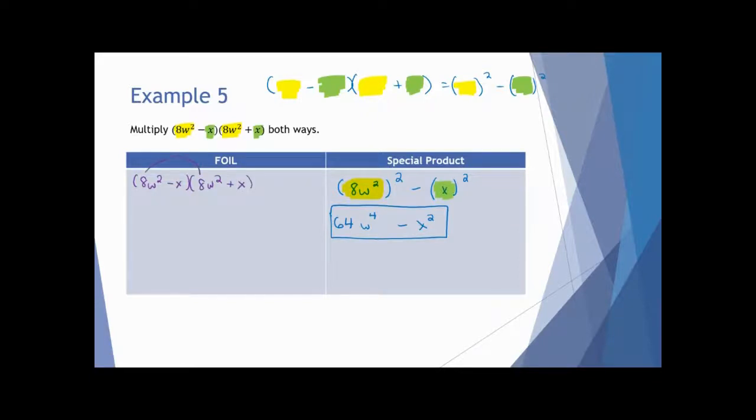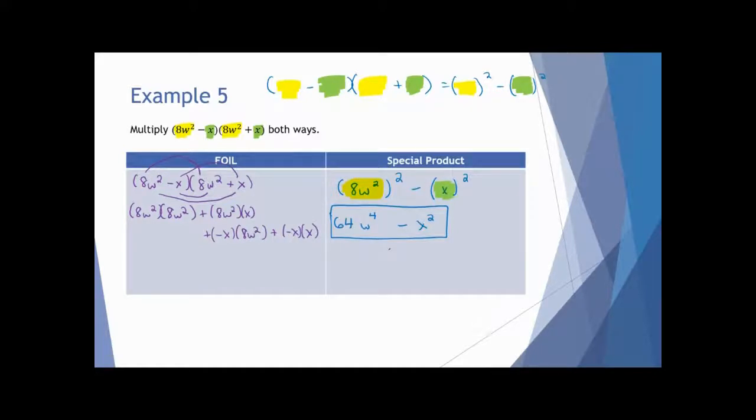So I have my first terms, 8w squared times 8w squared. The outsides, which is 8w squared times x. The insides, which is a negative x times 8w squared. And then the last terms, which is a negative x times x.